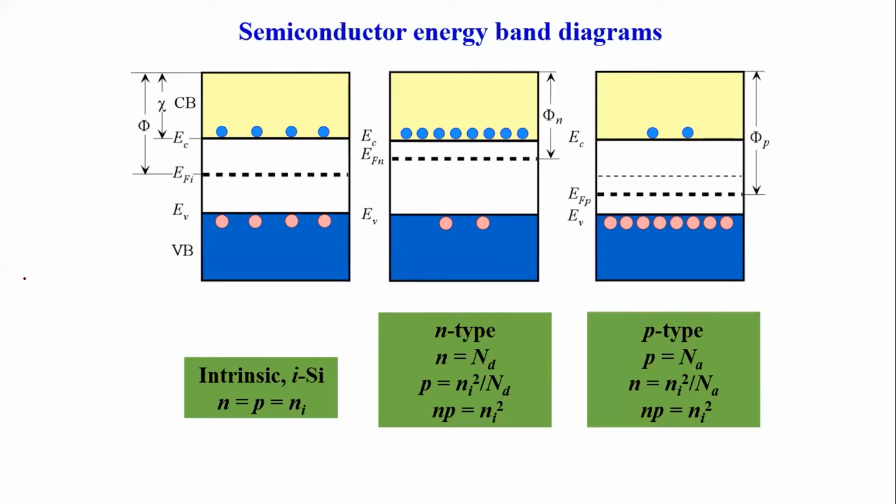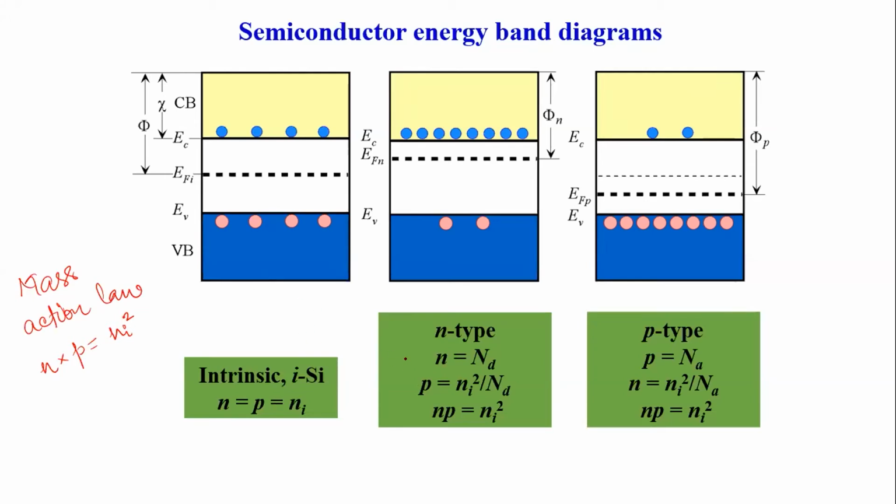There is a law called the mass action law. This law holds good in all these cases where equilibrium is maintained, where no external force or energy is given to the system. Then n into p, in the intrinsic case, equals ni square. This is called the mass action law: the product of electron and hole concentrations equals the square of the intrinsic carrier concentration, since both are equal. So we can write ni square.